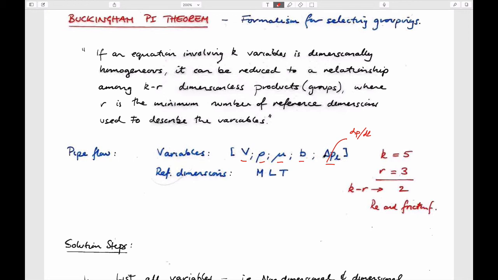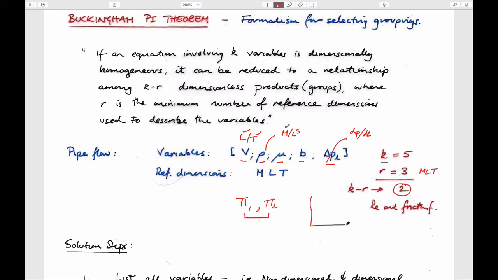And so here there are 5 variables. If you look at these, this is length over time. This is mass per unit volume. And so time, mass, and length are all included. So there are 3 parameters, MLT, all included. Total number of parameters here is 5. And so you'd expect to get 2 pi variables. You get pi 1 and pi 2.